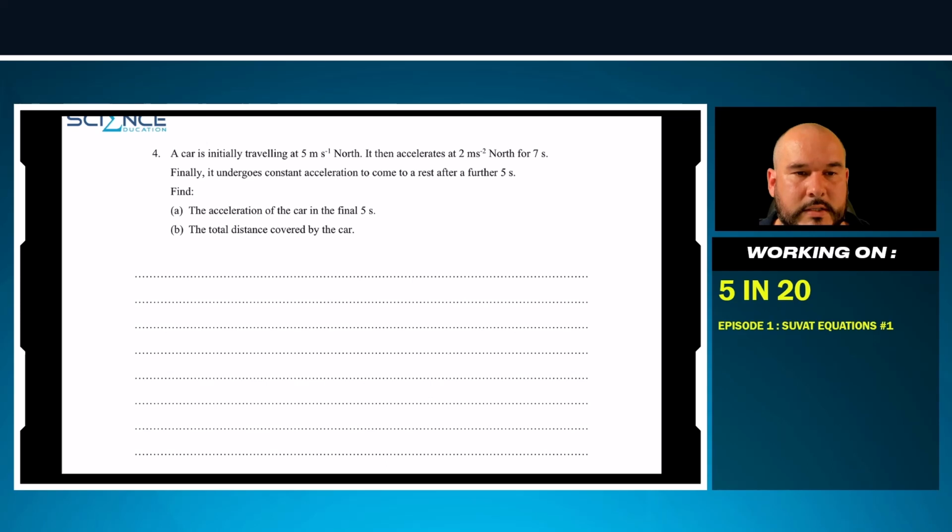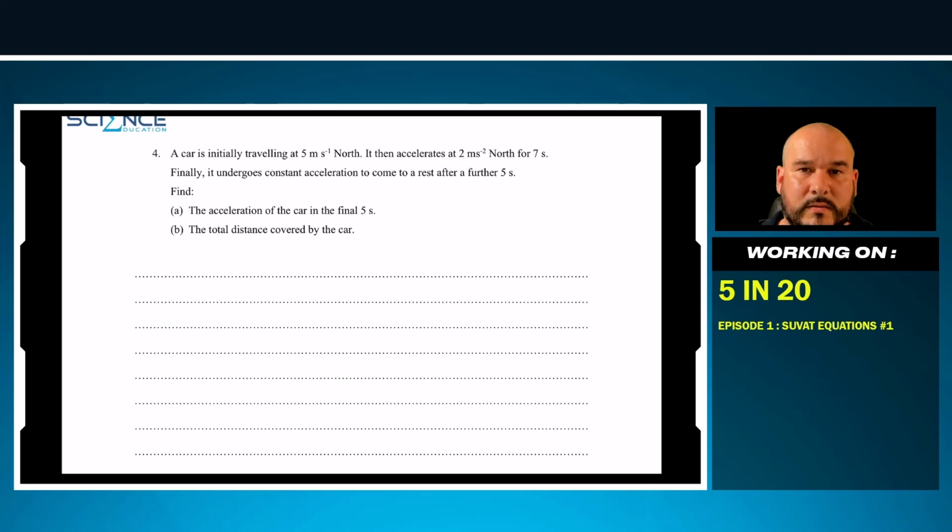Question 4, homies. A car is initially traveling at 5 meters per second north. It then accelerates at 2 m/s² north for 7 seconds. Finally, it undergoes constant acceleration to come to a rest after another 5 seconds. Find a couple of things: the acceleration of the car in the final 5 seconds.